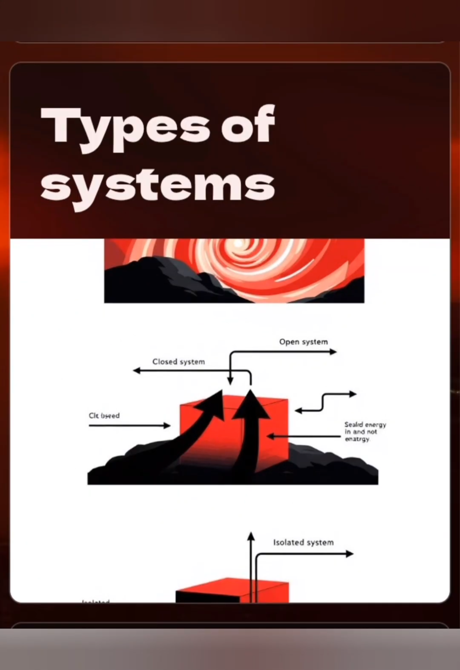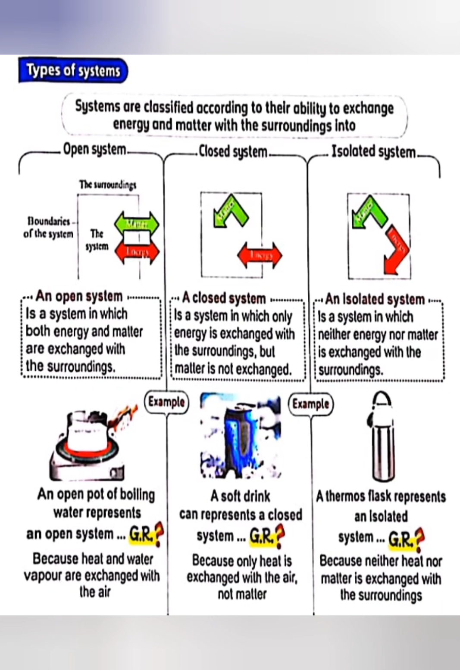Systems are classified according to their ability to exchange energy and matter with the surroundings into 1. An open system. It is the system in which both energy and matter are exchanged with the surroundings. Let's study an example of it. An open pot of boiling water represents an open system. Why? Or give a reason. Because heat and water vapor are exchanged with the air.